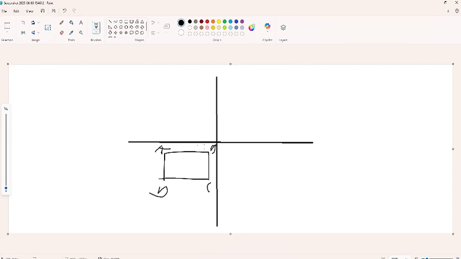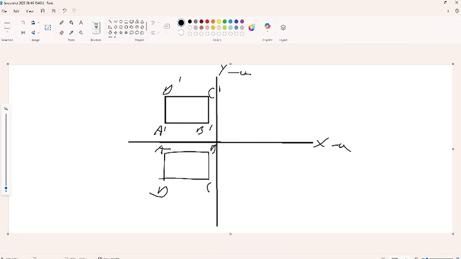If you want to reflect over the x-axis or the y-axis, then if you reflect over the x-axis, look what happens. This becomes this. So it will be A prime, B prime, C prime, D prime. Look how the orientation changes.